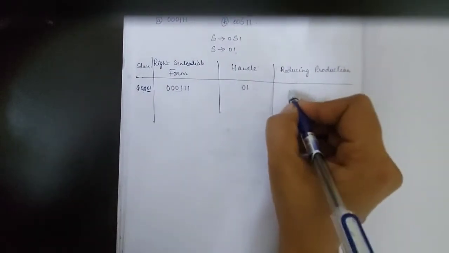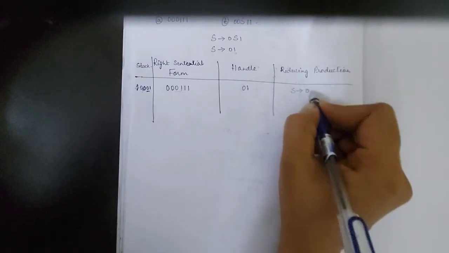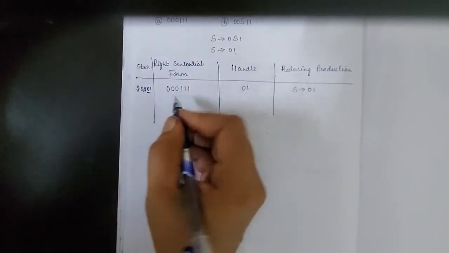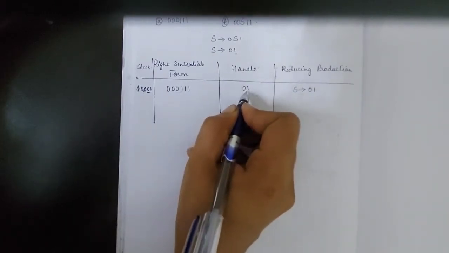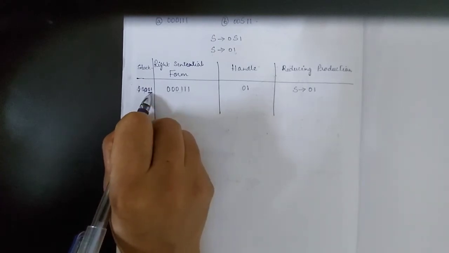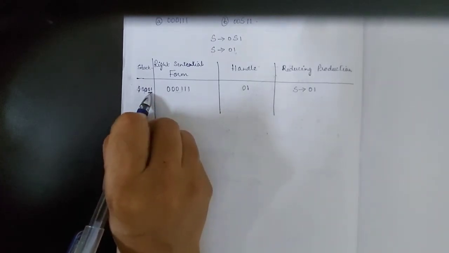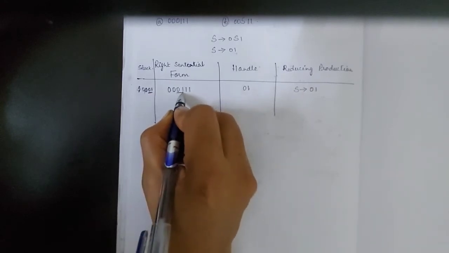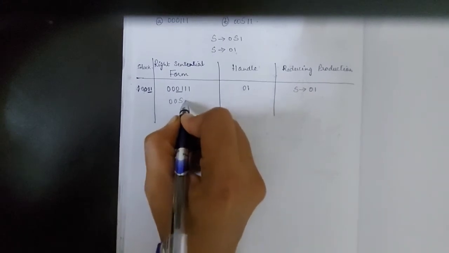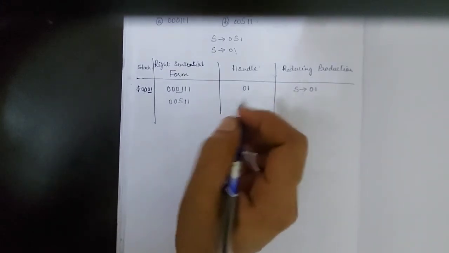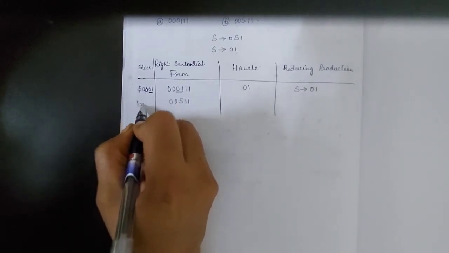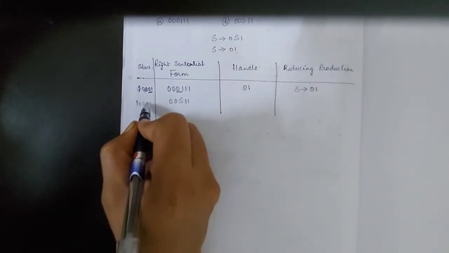What is the reducing production that we have used? S produces 01. So this can be substituted in this input string. Always observe that the handle is always present at the top of the stack while using the shift reduce parsing method. Now this 01 is replaced by S, so we will write 00S11 here. Alright, now again we check. This 00 is already there, and 01 has been replaced by S.